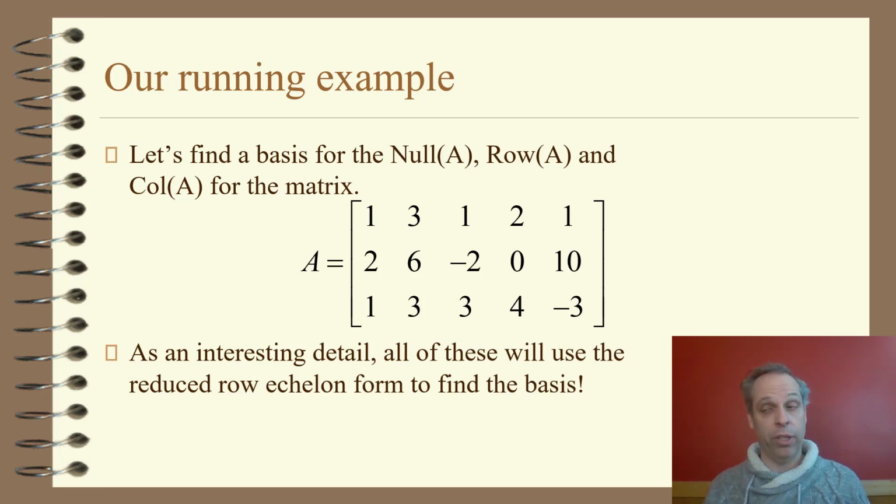It's very interesting, though, that in all cases, in order to find a basis for any of these spaces, what you always do is find the reduced row echelon form. From there, you can get all the answers quickly. If you want, in the case of the row space and the column space of a matrix, you only actually need any row echelon form. You don't have to go all the way down to reduced row echelon form. And I'll show you why.